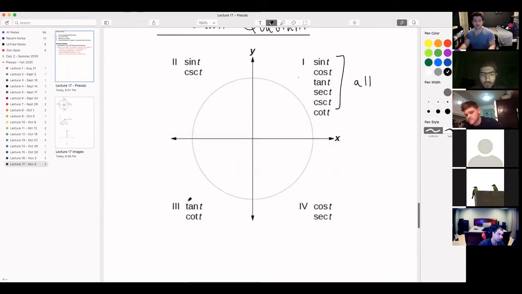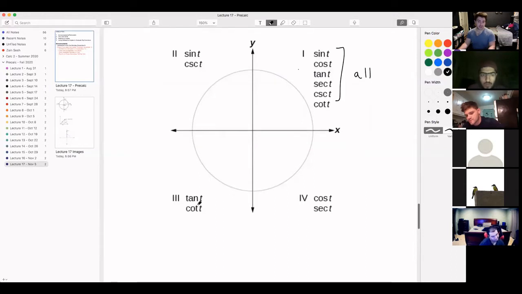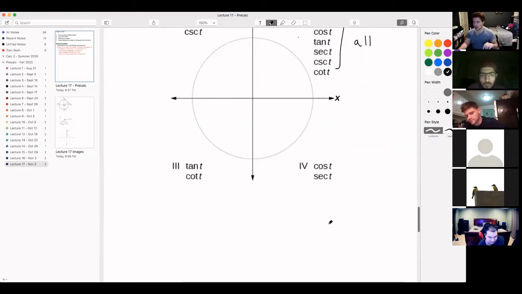Okay, quadrant 3, tangent and cotangent will be positive. The rest will be negative. Quadrant 4, cosine and secant will be positive. The rest will be negative. Okay, good.